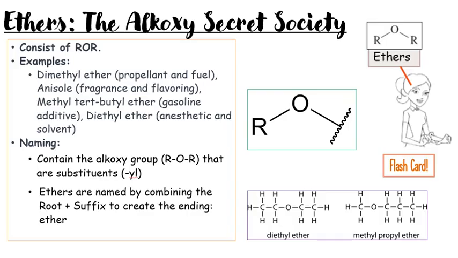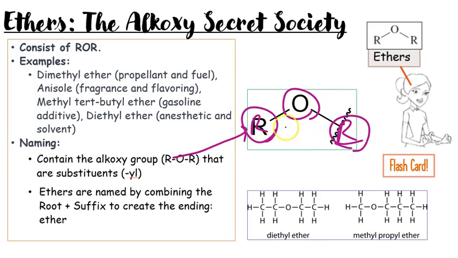Now let's get into the ethers. The alkoxy secret society. Now, what is an alkoxy? An alkoxy is going to be a group that has an R group, which we know is going to be our unreactive carbon-carbon and carbon-hydrogen bond, attached to an oxygen, attached to another R group. Okay, so sometimes you'll just see that an alkoxy is simply just going to be oxygen attached to an R group, and they are going to be acting as a substituent. So a substituent we know is going to be ended with YL.